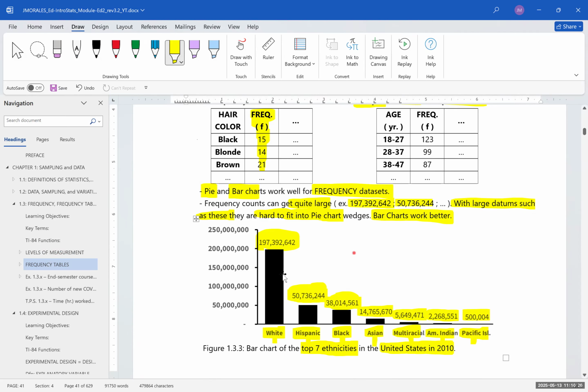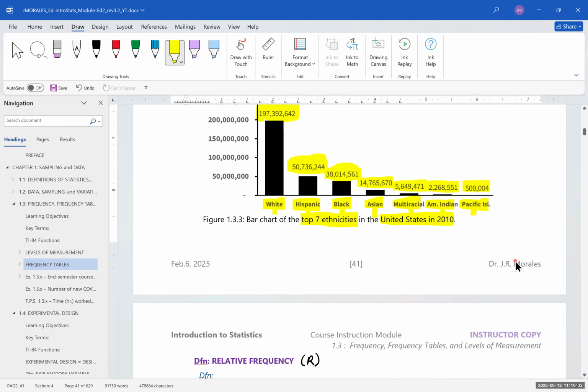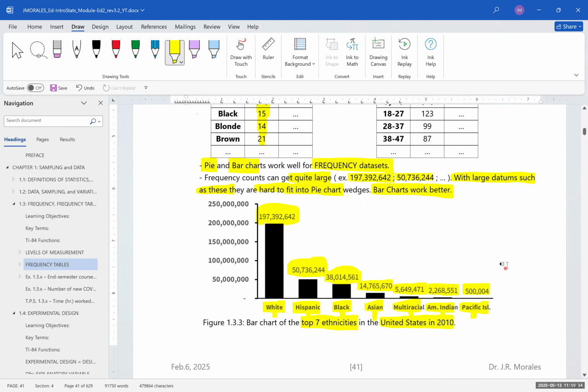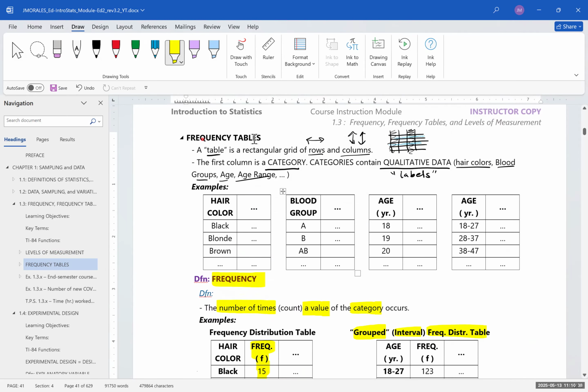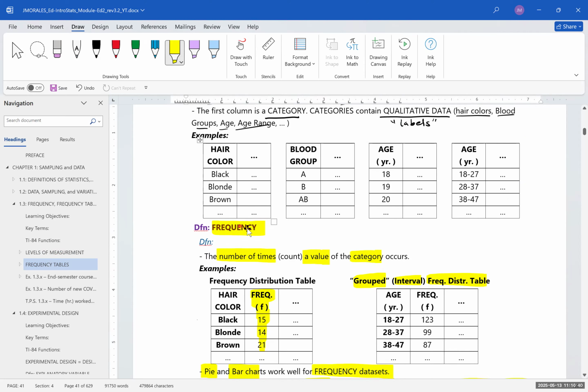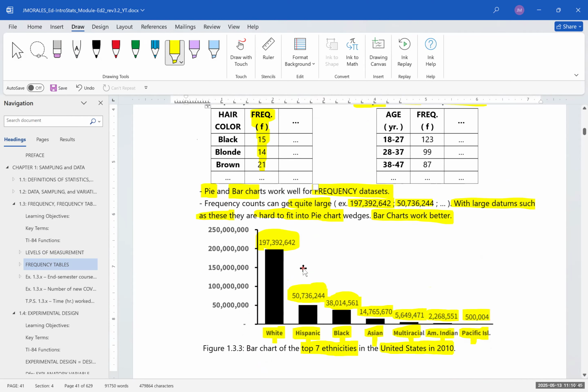So pie charts and bar charts work really well for this type of data if you want to graph it. Okay, so that's just the briefest of introductions of a frequency table and what we mean by frequency. Frequency is one of the columns here. And this is an example of how you can best express one. You'll see more of this moving forward.